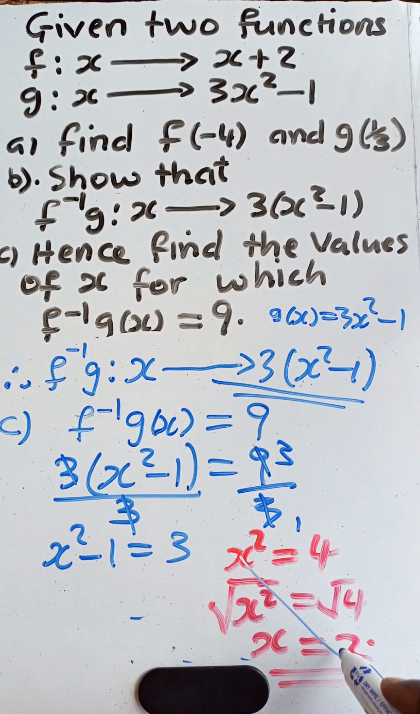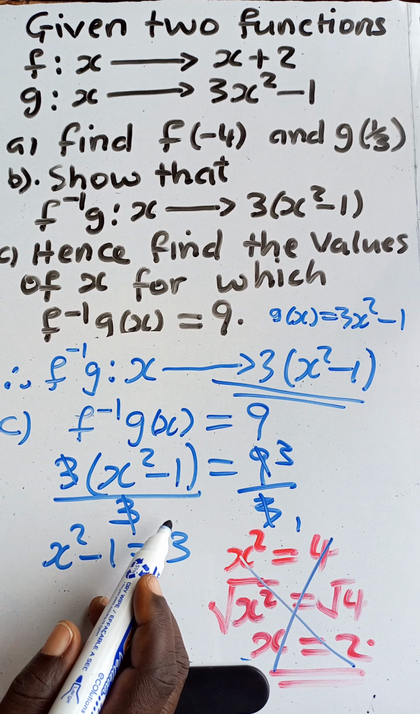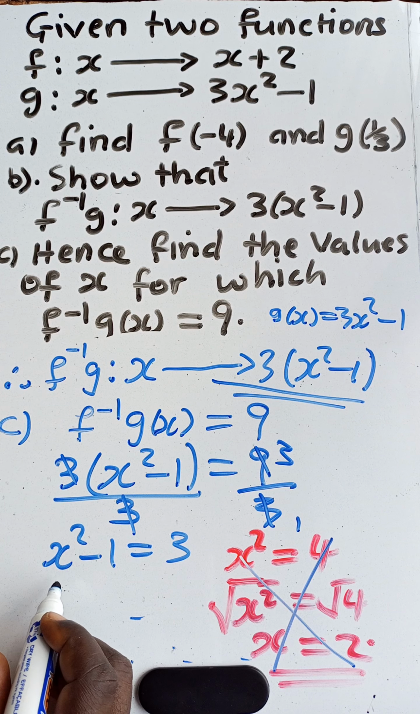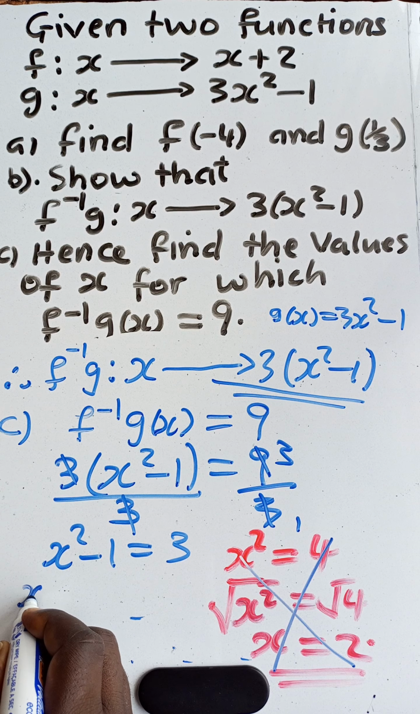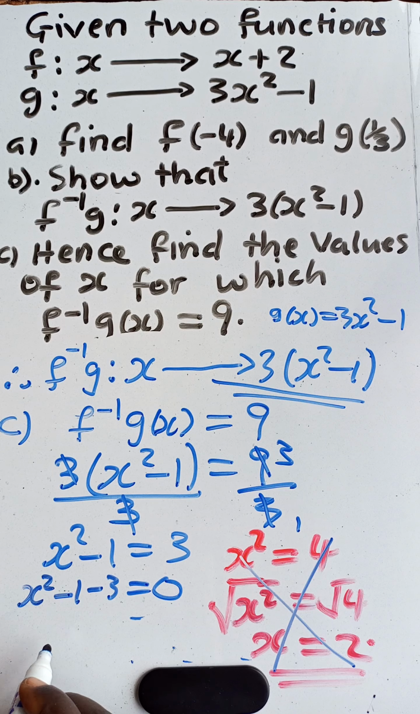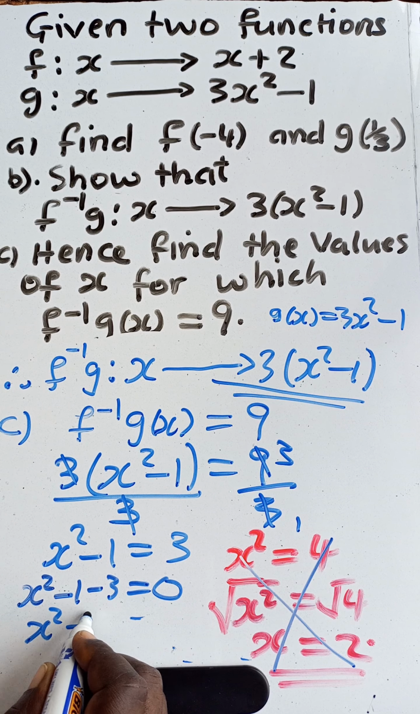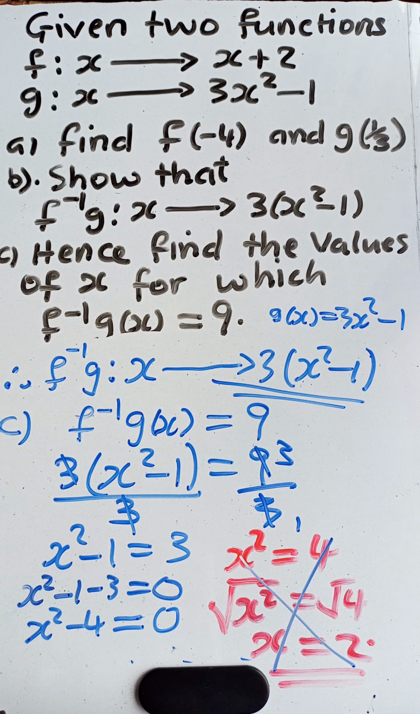So this is wrong. What we need to do here is take this 3 from the right hand side to the left hand side so that we have 0 on one side. If we do that, we have x squared minus 1 minus 3 equals 0. Minus 1 minus 3 is minus 4, and so we have x squared minus 4 equals 0. So this is a quadratic equation we have to solve.